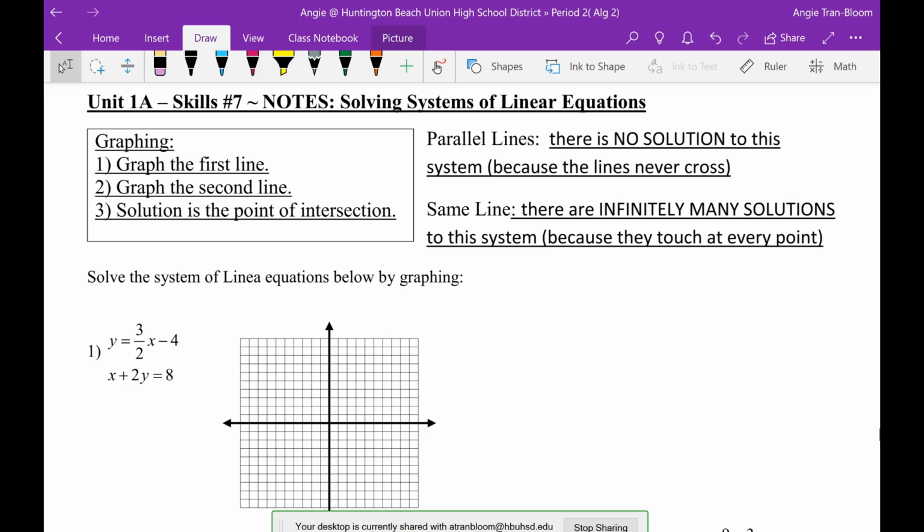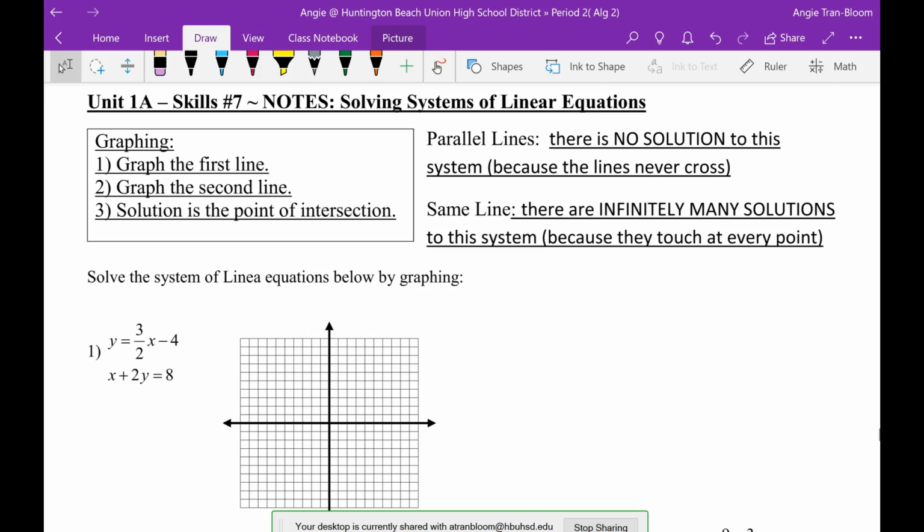What if you graph the two lines, and they are one on top of one another? How many answers would you get? Infinitely many solutions. Why do we have infinitely many solutions? You're right. They are intersecting at every single point, okay?